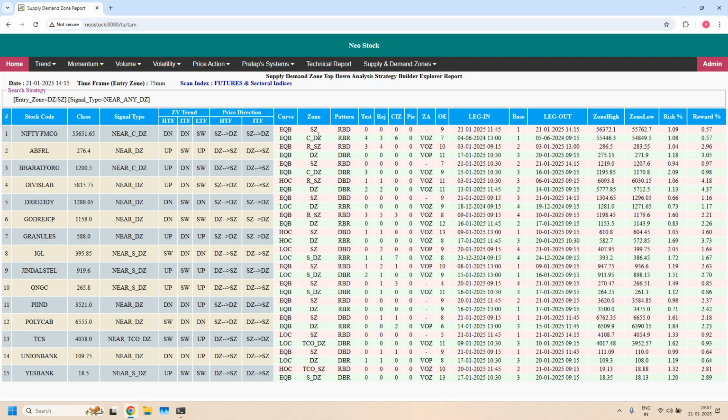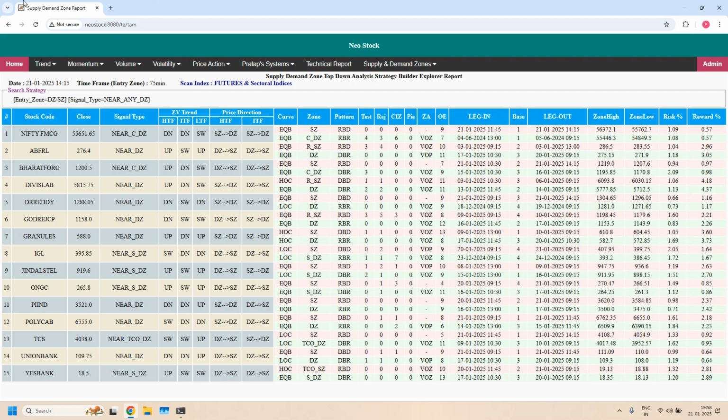First one is NIFTY FMCG, but we can't use it, it is not listed in F&O. Bharat Forge is having a high liquidity zone. IGL is having a high liquidity zone. Jindal Steel is having a high liquidity zone. ONGC is having a high liquidity zone. And Yes Bank is having a high liquidity zone. We identified 5 75-minute high liquidity demand zones from this list.